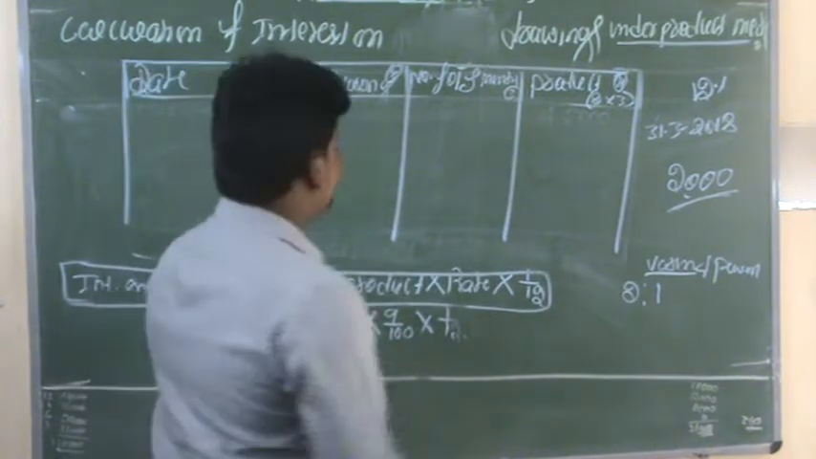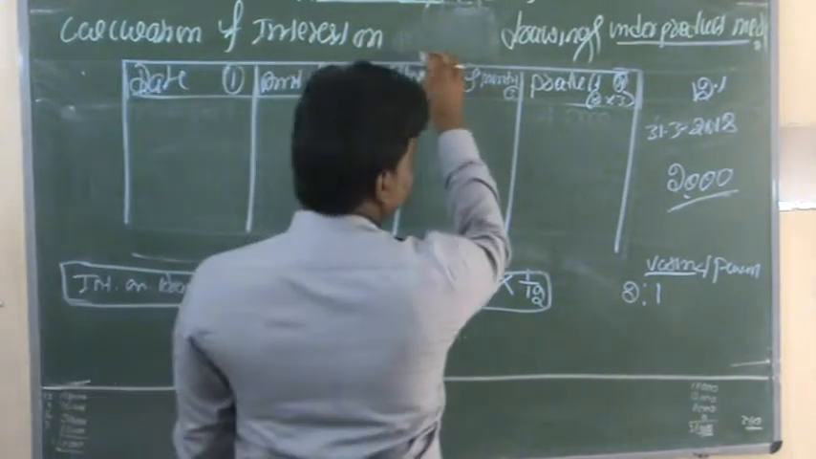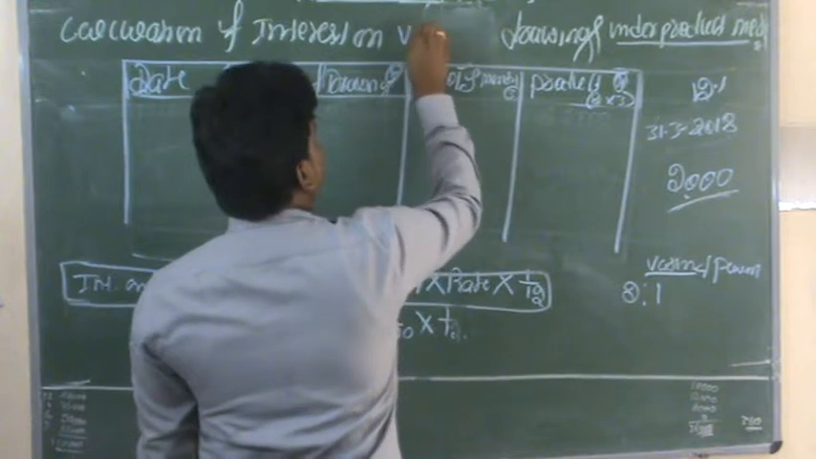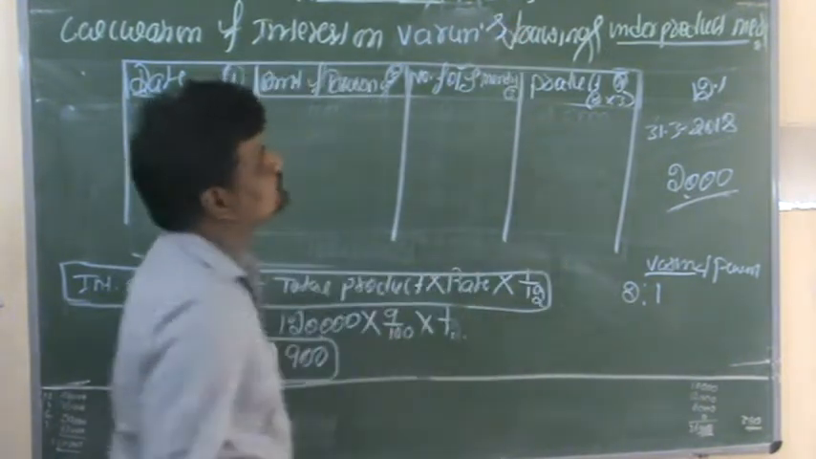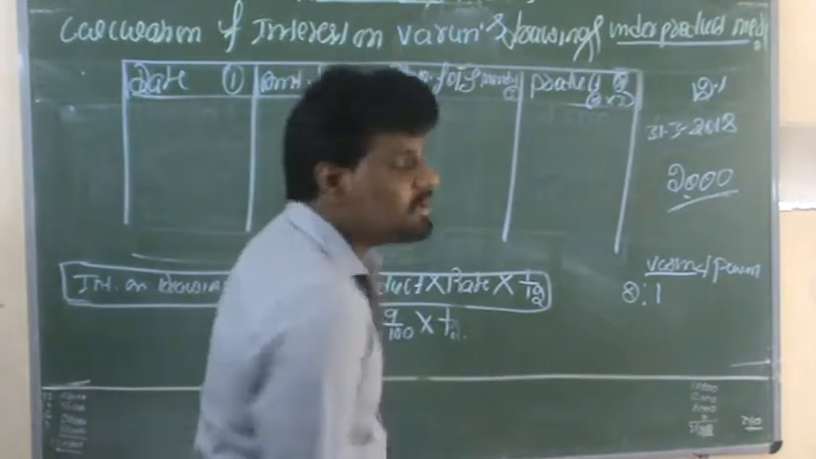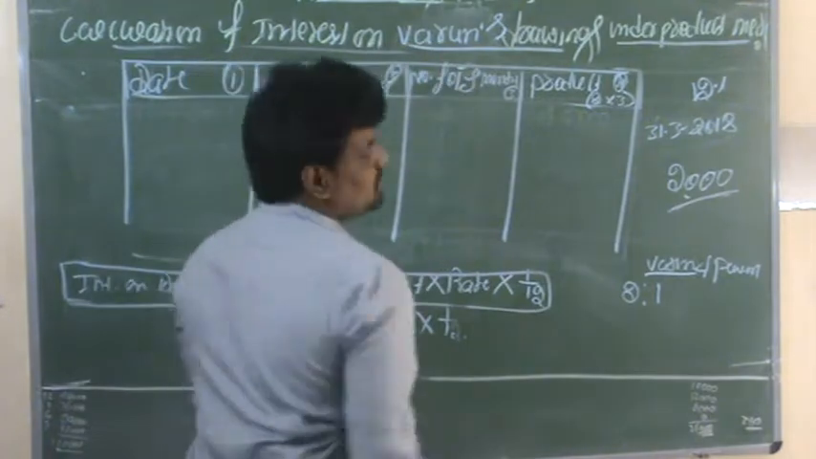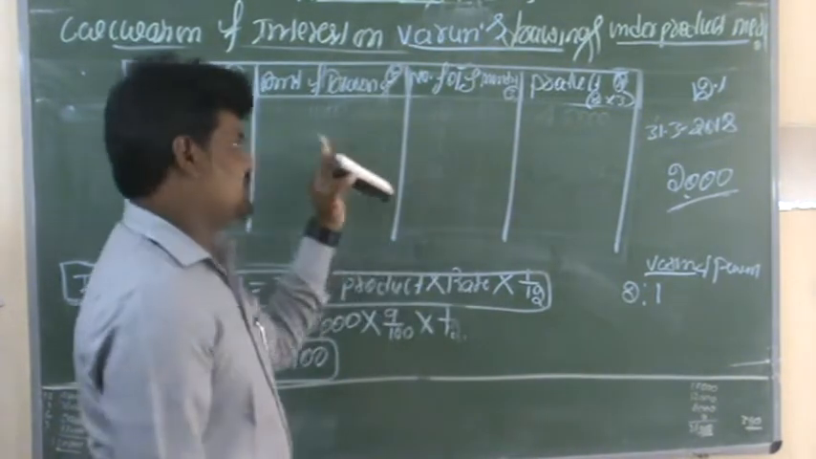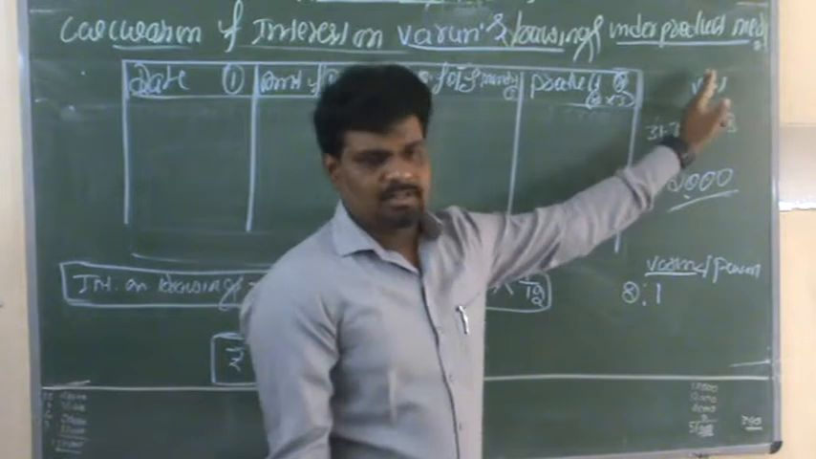First you have to take the headline: calculation of interest on Varun's drawings under product method. This is the headline for that calculation. Calculation of interest on Varun's drawings under product method.